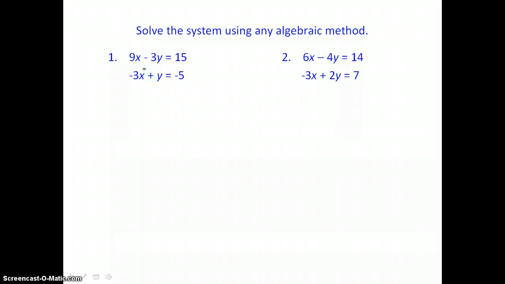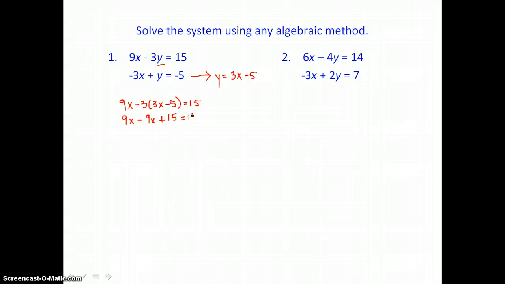In these examples, we're going to solve the system using any algebraic method. So I'm going to choose to use substitution in this first example. I'm going to solve for that 1y, remembering that I want to solve for a variable with a coefficient of 1 or negative 1. So I get 3x minus 5, and now I can substitute into the first equation for y. So I get 9x minus 3 times y, which is 3x minus 5, and it equals 15. So I'll distribute on the left and get negative 9x plus 15.